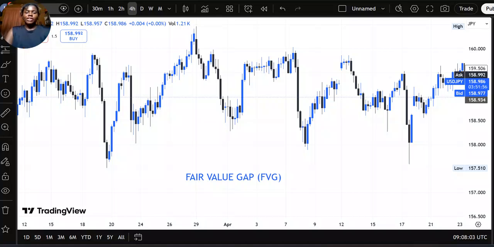So here, this chart right here, we have the bullish fair value gap and the bearish fair value gap. I'm going to show you all of that, how it works, why it works, what it works for, and the rest. So just stay put.